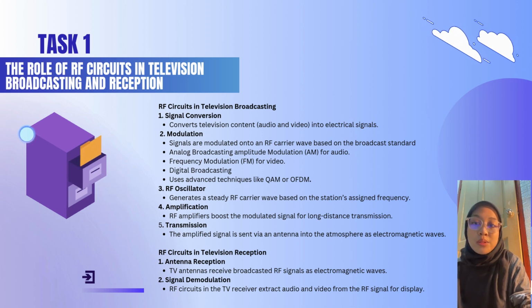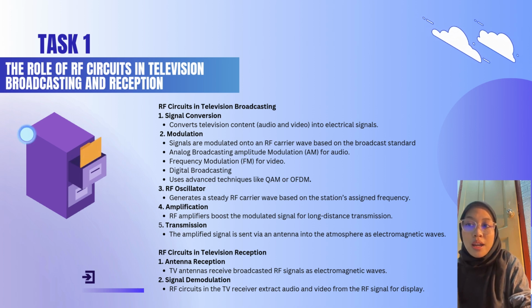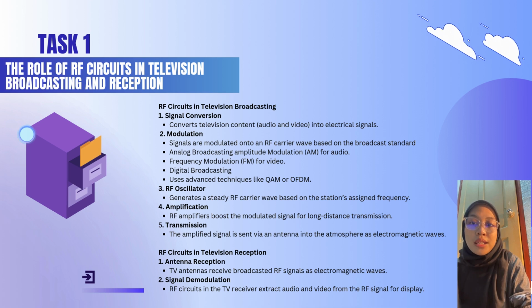And next, RF circuit in television reception. 1. Antenna reception. TV antenna receives the broadcast RF signal as electromagnetic wave. Number 2, signal demodulation. RF circuit in the TV receiver extracts audio and video from the RF signal for display.